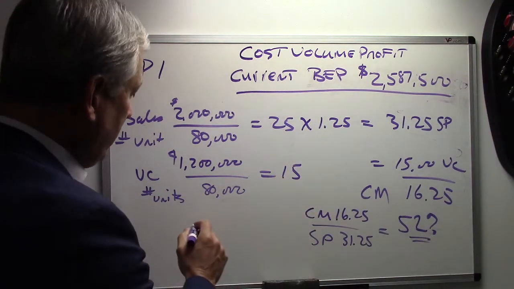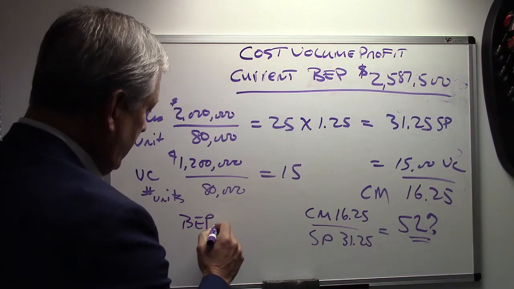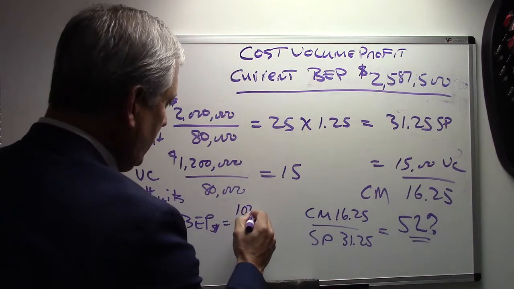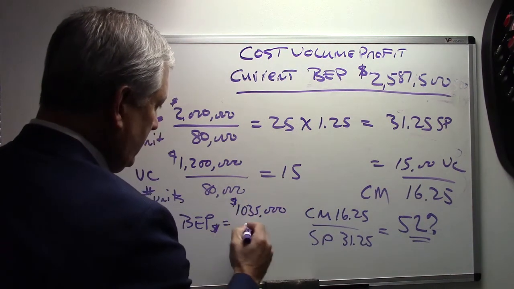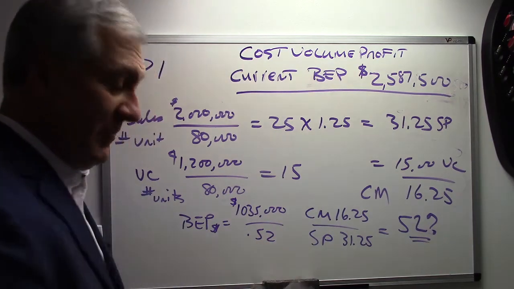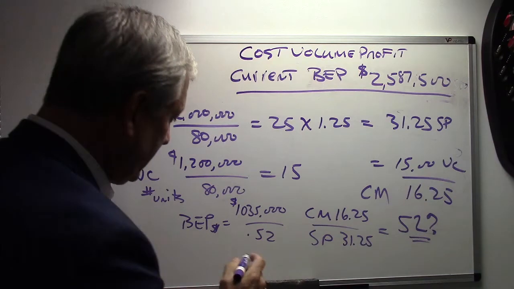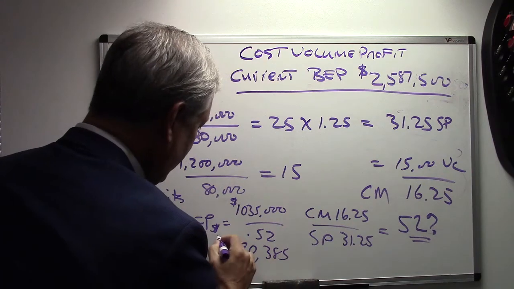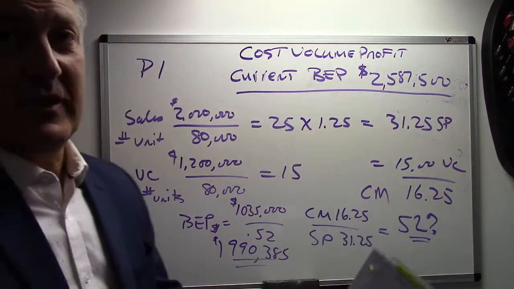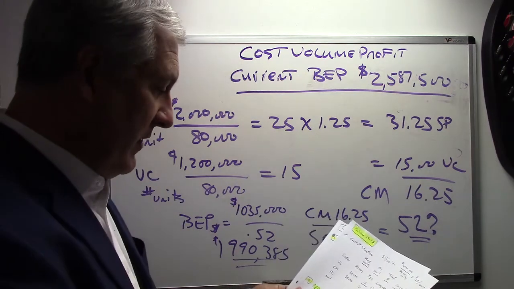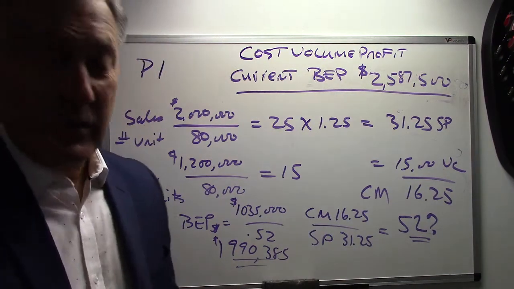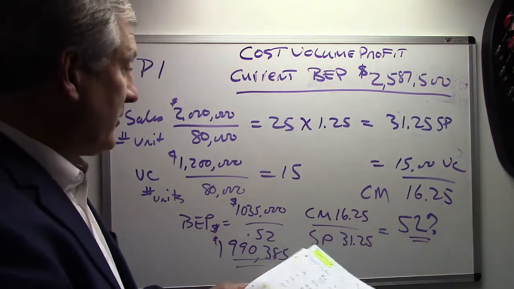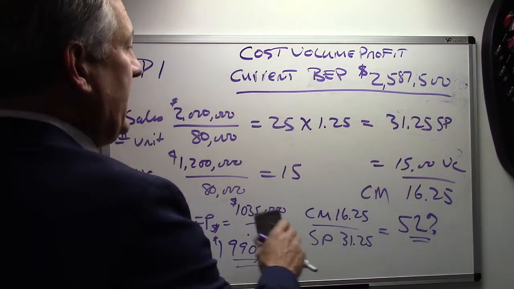So what's the break-even point in dollars? Remember, the break-even point in sales dollars equals the fixed cost, which we said was $1,035,000, divided by the contribution margin percentage of 0.52. The break-even point in dollars is $1,990,385 under that scenario. That's alternative one. Let's look at another alternative.